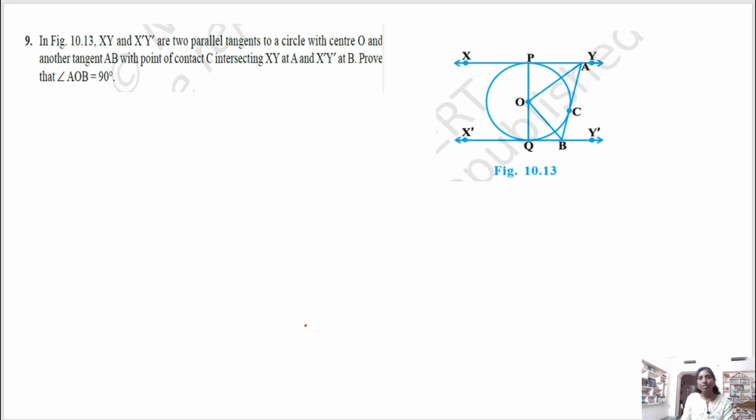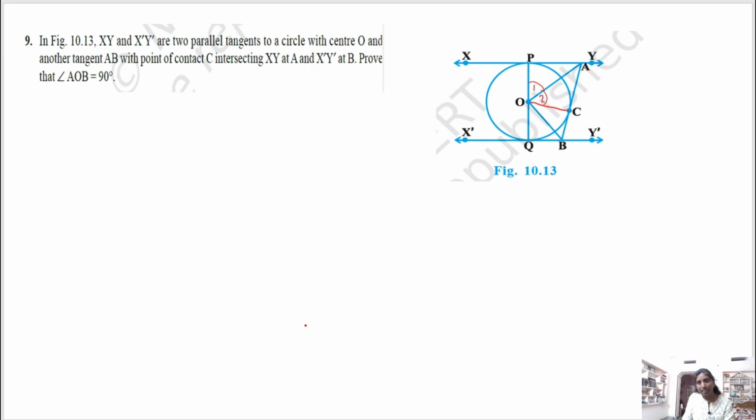ओके, so to prove this, let us do a small construction. Okay, let us join OC. Okay, now 4 angles are formed. Now we can see that 4 angles are formed. Let us name it. चलो नाम देते हैं. ये है एक एंगल नंबर 1.